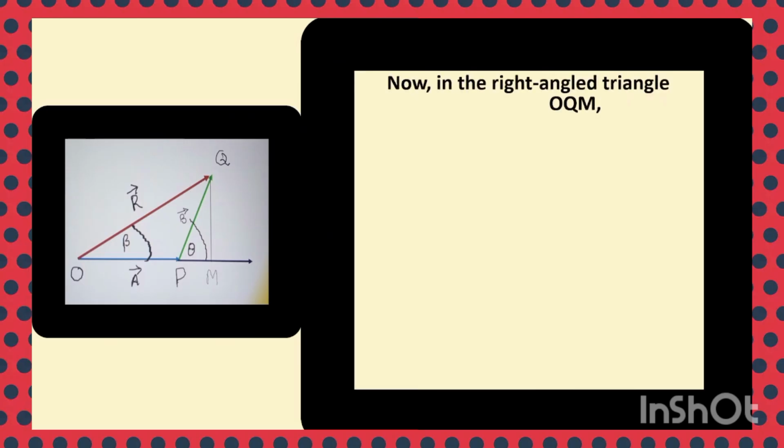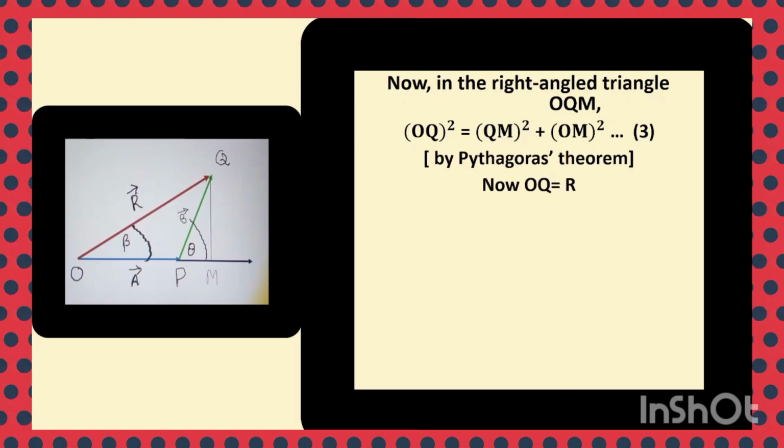Again, we see in the right angle triangle OQM, here O, Q and M, we can use the Pythagoras theorem. What is the Pythagoras theorem? All of you know the important statement which says that the square of the hypotenuse is equal to the sum of the squares of the other two sides. Here OQ square is equal to QM square plus OM square, and we will find out OQ. Here OQ is the magnitude of the resultant vector, which is R.